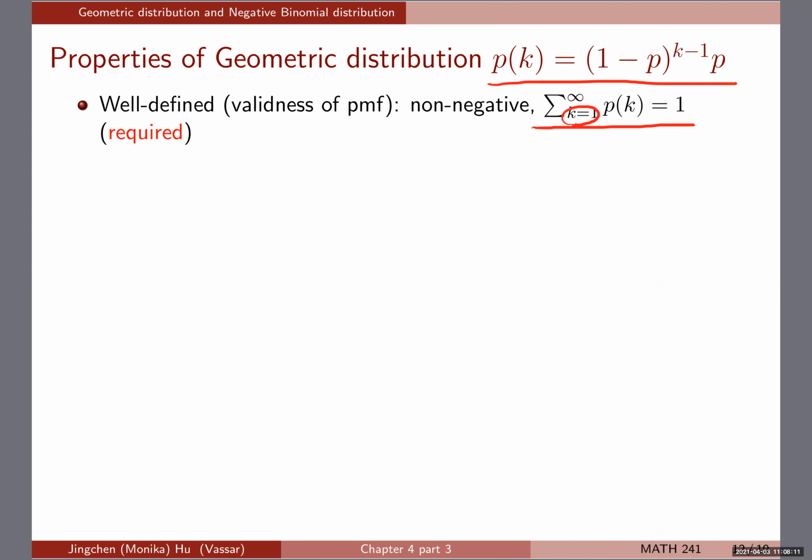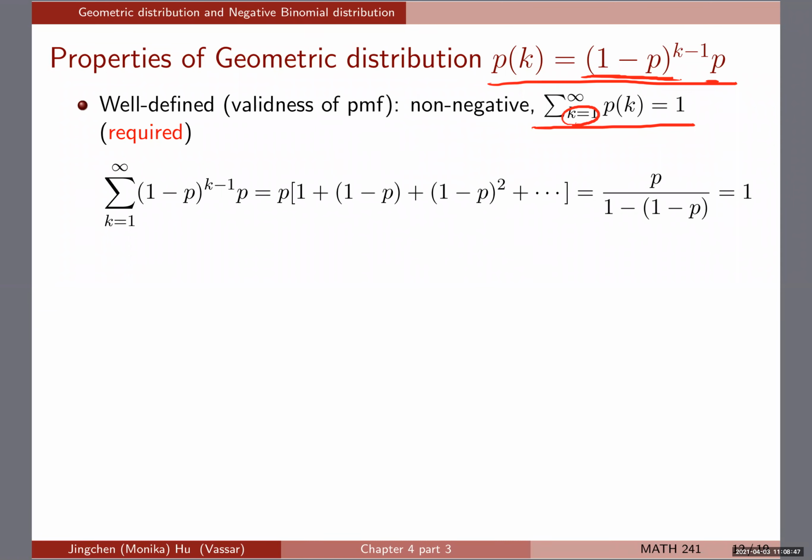To show this one, it's relatively easier, I think, compared to the Poisson, mostly because, as you will see, we're adding up the infinite sum, and each term has 1 minus p to the power of k minus 1, times p. You probably also recall in your sequence and series courses before that there is what we call a geometric series. So to show that the geometric distribution is well defined, we will use that geometric series result. Let me show you here.